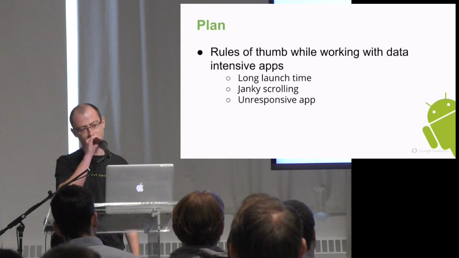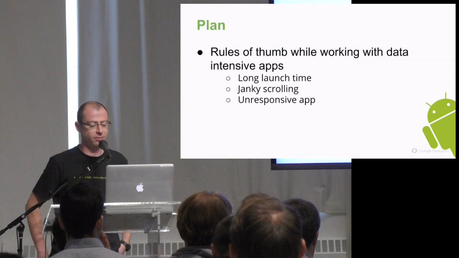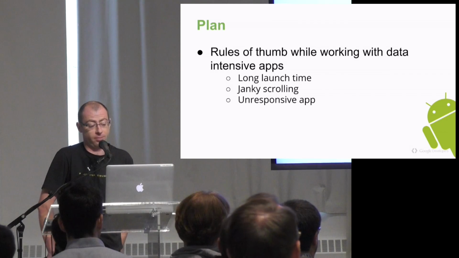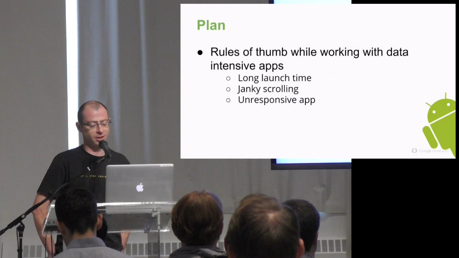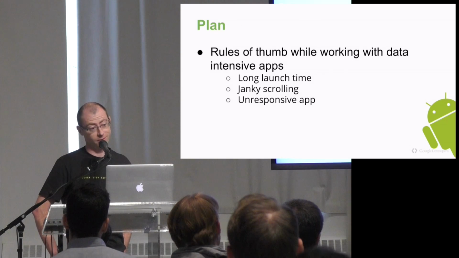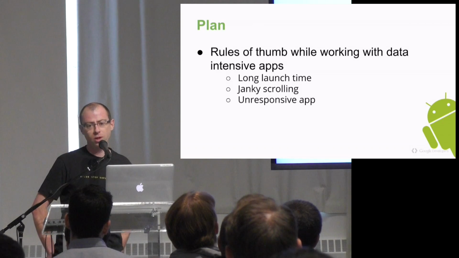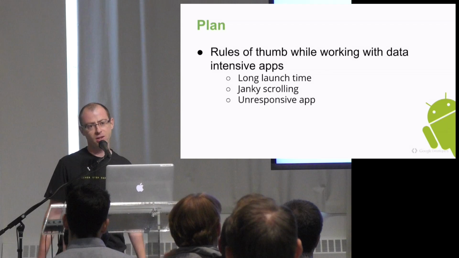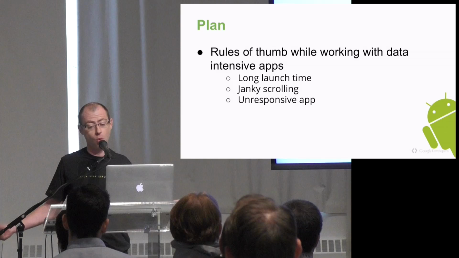Basically, if you have a large app, I want to show a bunch of rules of thumb that I use when working with data-intensive Android apps. Usually the app that I'm looking at has a long launch time, janky scrolling, or even, in the worst case, is unresponsive. We are going to see a bunch of ways to make those things better and faster, and at the end of the day, to delight your users. Because at the end of the day, we all want to be successful.